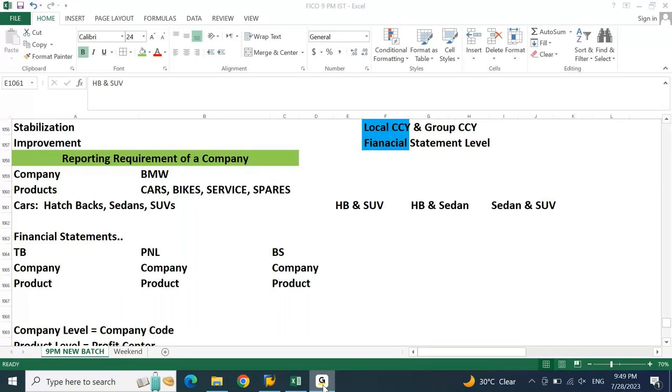If initially these points were not discussed and you have already set up the system, and later on these changes, these requirements are coming, then you will upfront tell, based on the current system setup, this requirement cannot be met. So there, what are the alternative options?